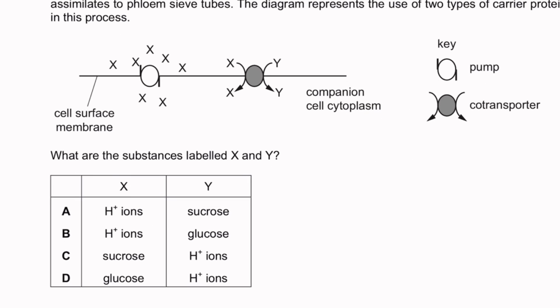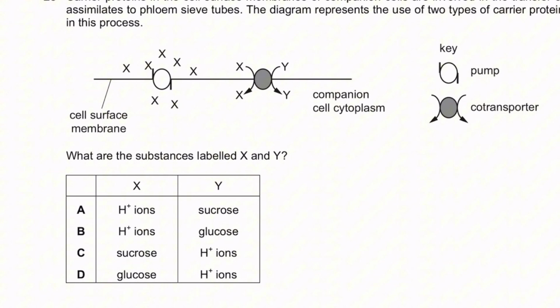Okay. Carrier proteins in the cell surface membranes of companion cells are involved in the transfer of assimilates to phloem sieve tubes. The diagram represents the use of two types of carrier proteins in this process. So you have carrier proteins, the companion cell, and the two types of carrier proteins. There's a pump, and then there's a co-transporter. Okay, so what are the substances labeled X and Y? Hydrogen ions and sucrose, or hydrogen ions and glucose, or what?